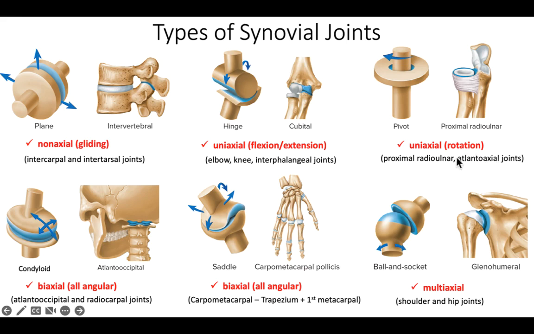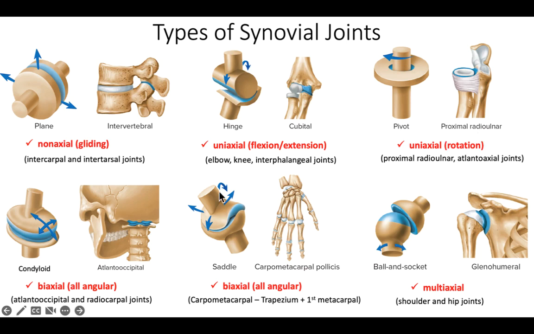Remember, the atlas is the ring. The axis has that dens that sticks up, all right? So it kind of would work similar to this, but it's not the axis that spins, it's the atlas that spins. All right, so pivot joints are a ring and something in the ring. In this case, it's a ligament that forms the ring. This is a ligament that forms the little ring, and then the radius rotates. All right, so pivot joints allow rotation.